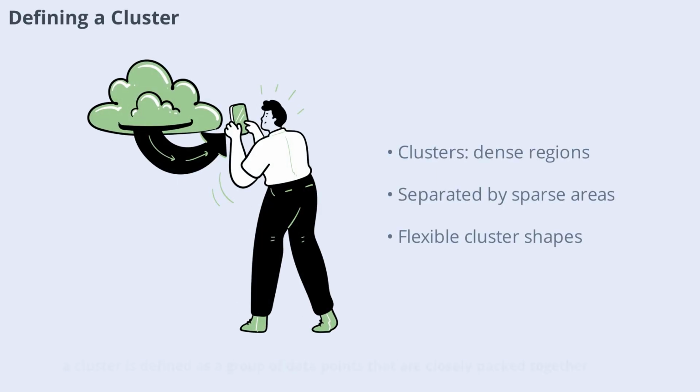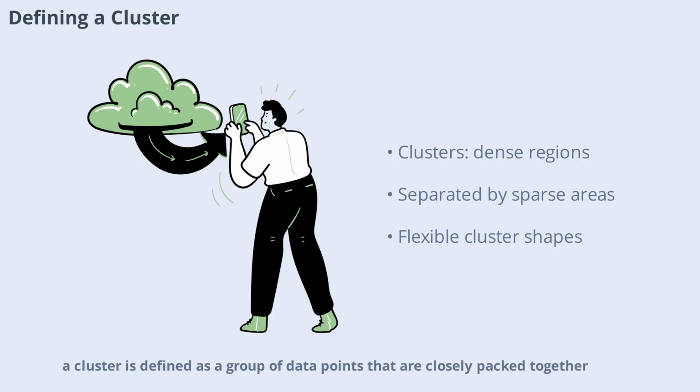In density-based clustering, a cluster is defined as a group of data points that are closely packed together, separated from other groups by areas of lower point density. This definition allows clusters to take on any shape, not just circles or ellipses. The algorithm identifies these dense regions and links them together, forming clusters that reflect the true structure of the data. Let's see how this works with a simple example.